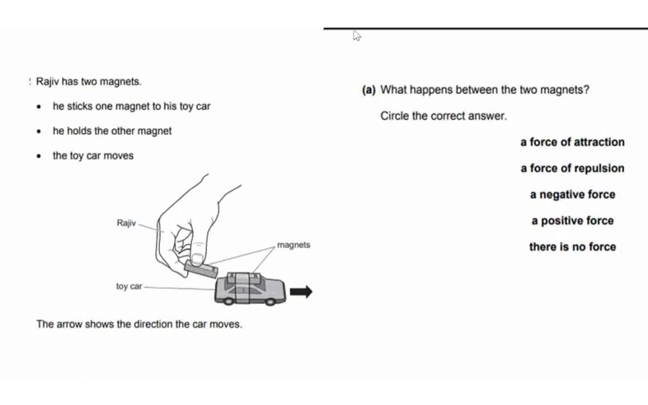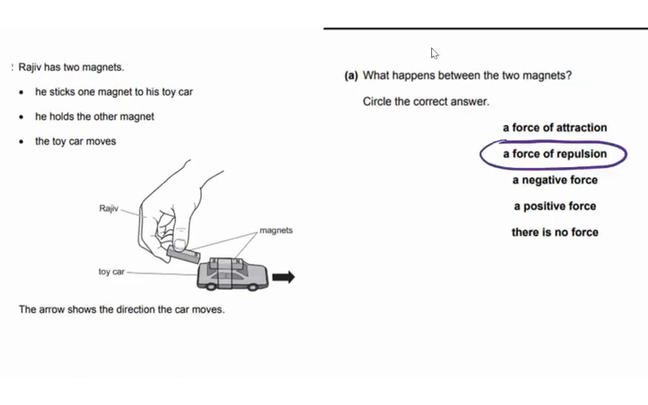If you haven't got the answer, you may pause this video for a while. Now we're going to see the answer and explanation. Well, the answer is a force of repulsion, as the car moves to the right and the magnet Rajiv holds is behind the car. So the car is moving away from the magnet.